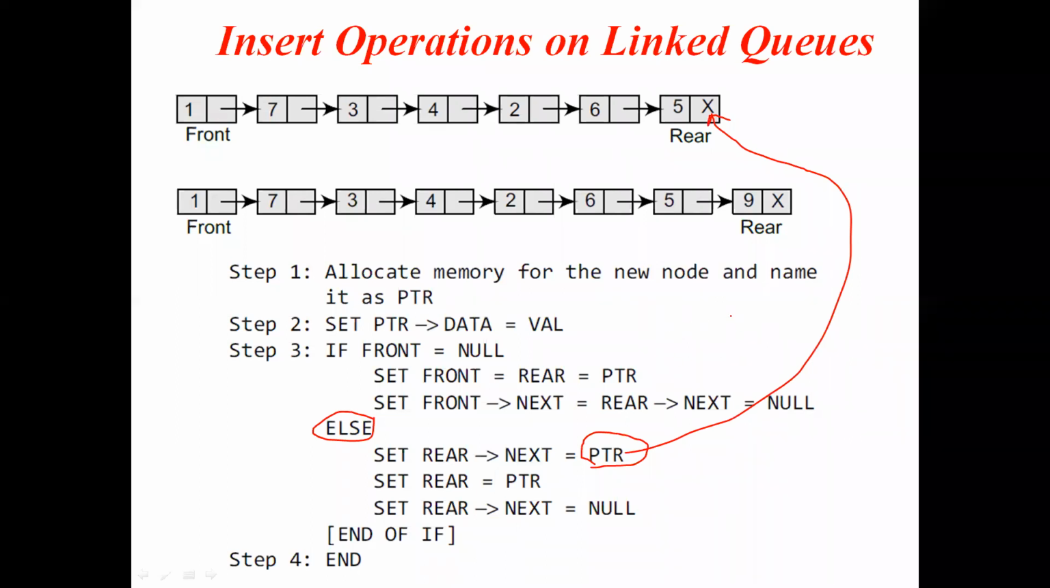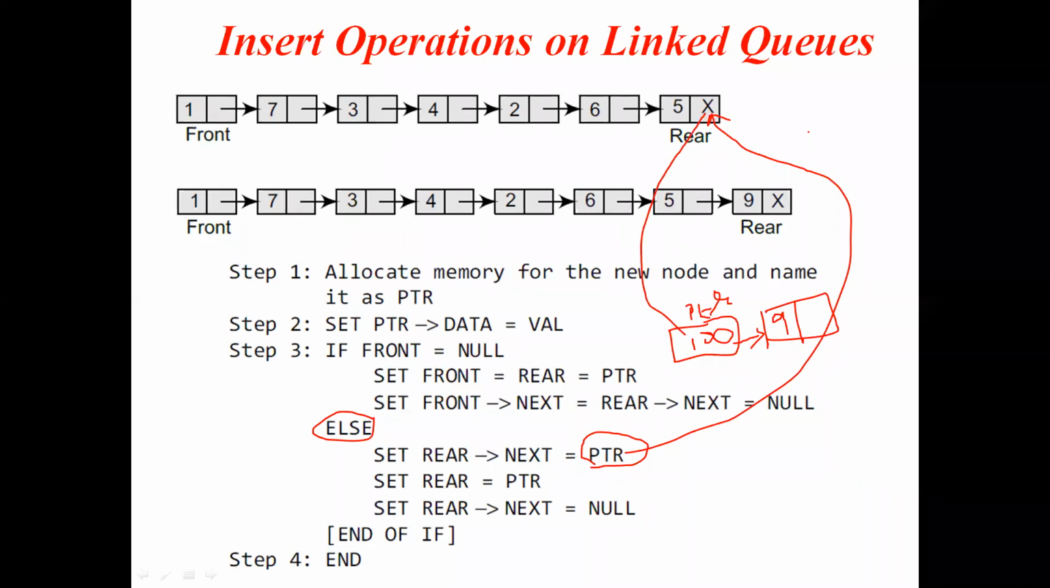Let me draw it again, one second for you. This is 100, and it creates two things. 9 is created like this. PTR. So this PTR is assigned to where? To the rear next.